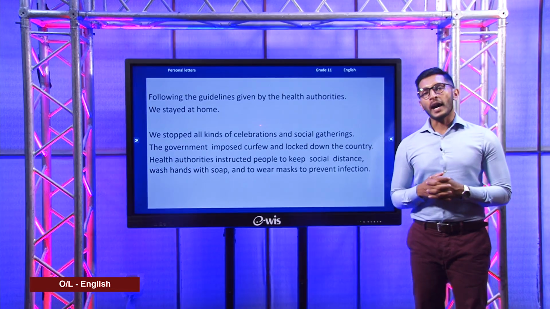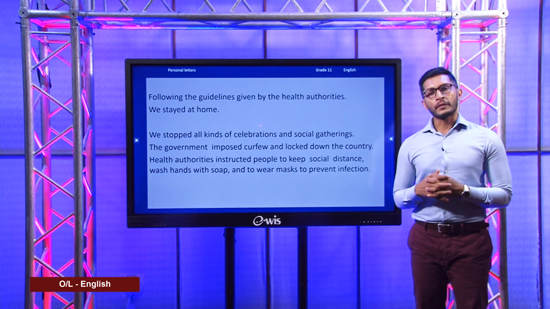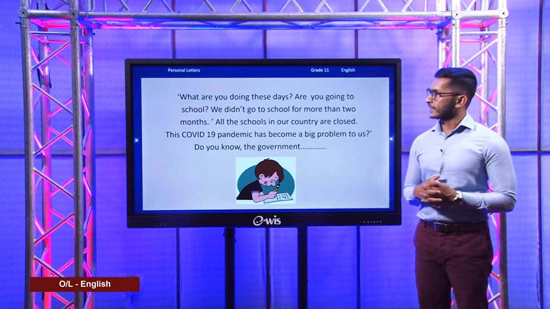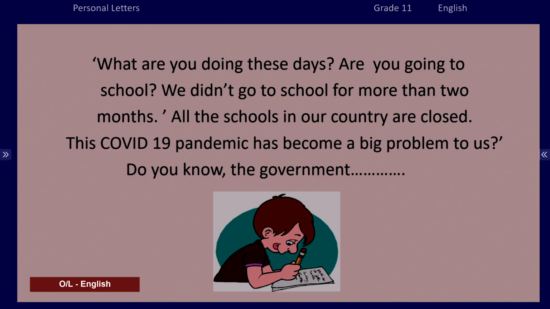Now you are going to ask what your friend in their country has done to control or prevent this pandemic. Look at the slide. What are you doing these days? Are you going to school? We didn't go to school for more than 2 months. All the schools in our country are closed. This COVID-19 pandemic has become a big problem to us. Do you know the government? You can continue there.